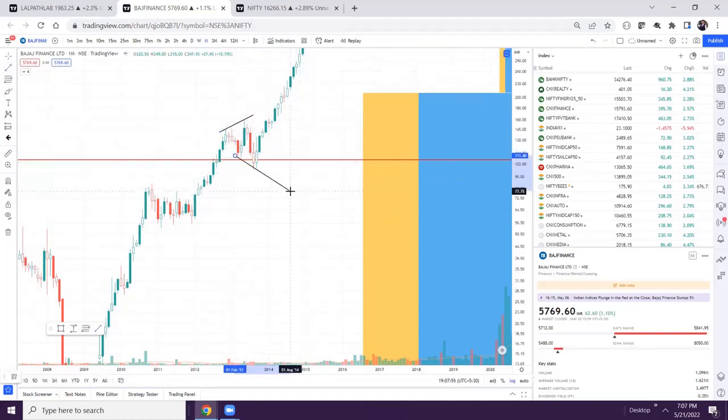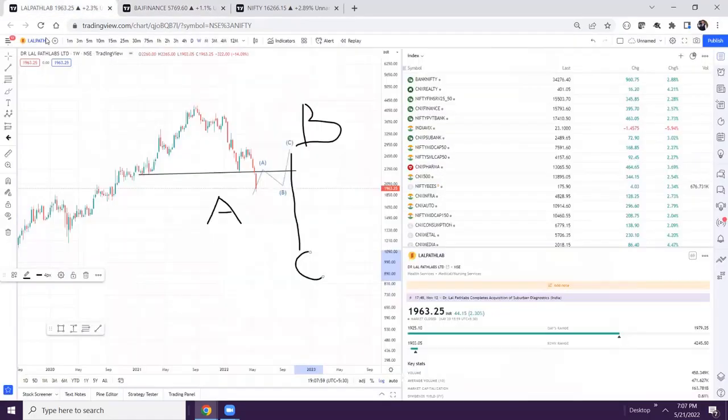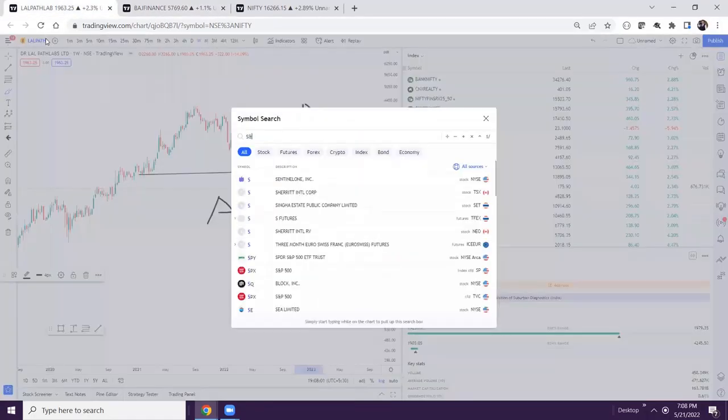In the group yesterday, I had posted one S&P 500 chart, right? In which this pattern was found. Let me show you again.